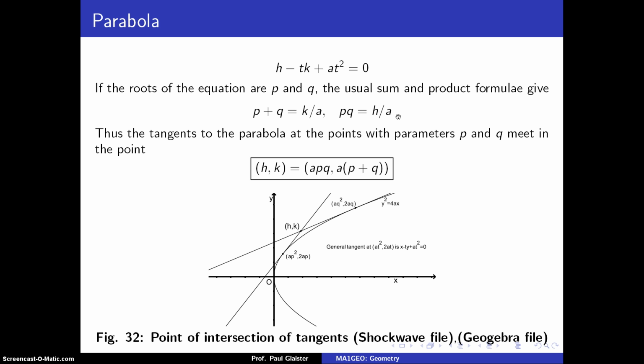Therefore, if from (h, k) we draw two tangents to the parabola, and they are at points (ap², 2ap) and (aq², 2aq), by interpreting the roots of this quadratic equation as p and q and writing down the formulas for the sum and the product, we find that h and k on rearrangement are apq and a(p plus q). In other words, those are the coordinates of the point of intersection of the two tangents at those 2 points.